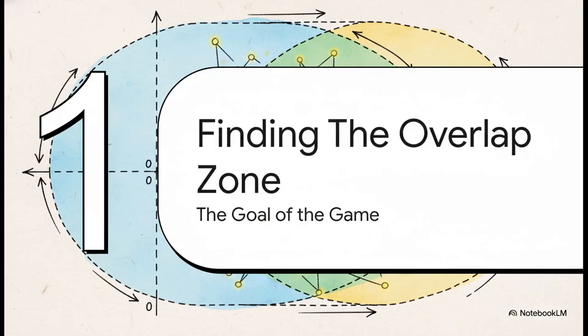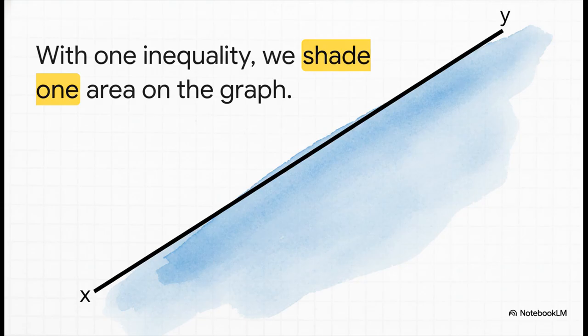And that brings us to the main objective here. When we're solving these systems, we aren't looking for just one number or a single point. Nope, we're on the hunt for a whole region of possibilities, what I like to call the overlap zone. Here's how it all breaks down. We take that first rule, the first inequality, and we shade in every single possible solution on the graph. Any point in that shaded area works for rule number 1.